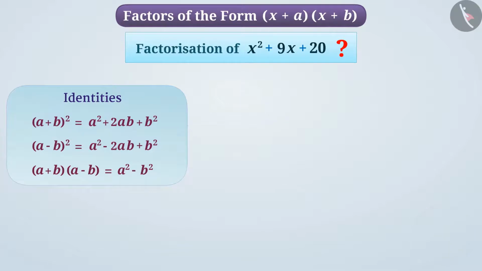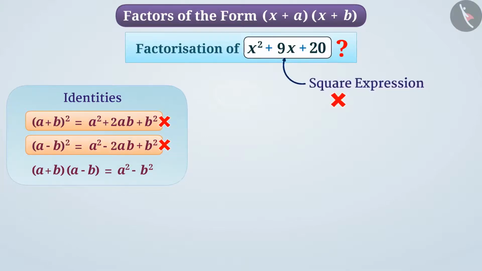Let me tell you. Here, the number 20 is not a perfect square. So, this expression is not of type a plus b bracket square or a minus b bracket square. That is, it is not a square expression. Similarly, we also see that it is not an expression of type a square minus b square.